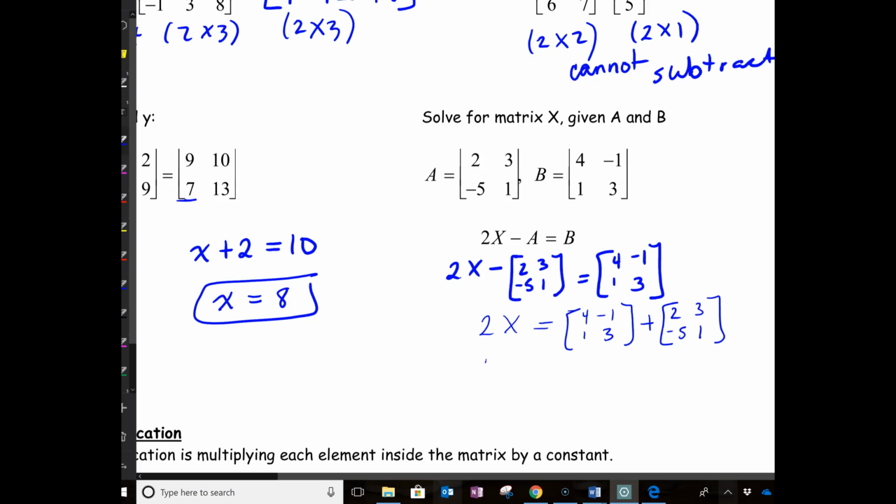And now we can go ahead and add those corresponding pieces. So 4 plus 2 is 6. Negative 1 plus 3 is 2. 1 plus negative 5 is negative 4. And 3 plus 1 is equal to 4.